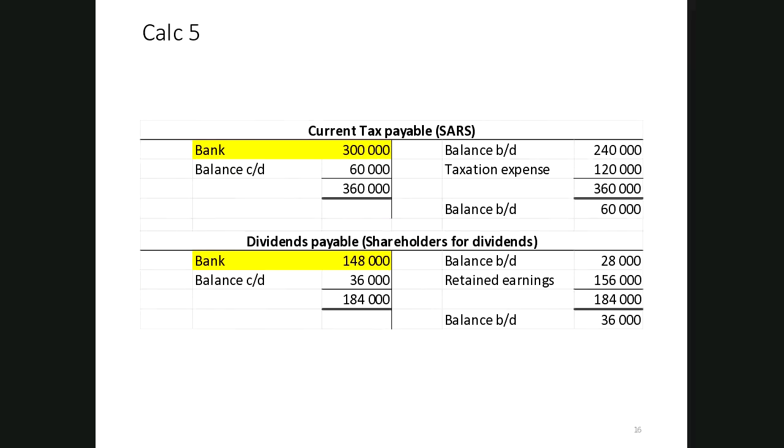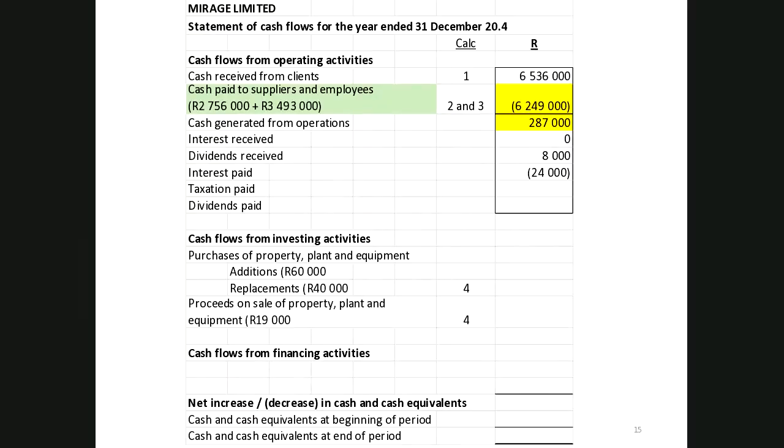Okay, the next amounts we need to work out are tax paid and dividends paid, and then we'll be finished with cash flows from operating activities, which is the major part of this question.